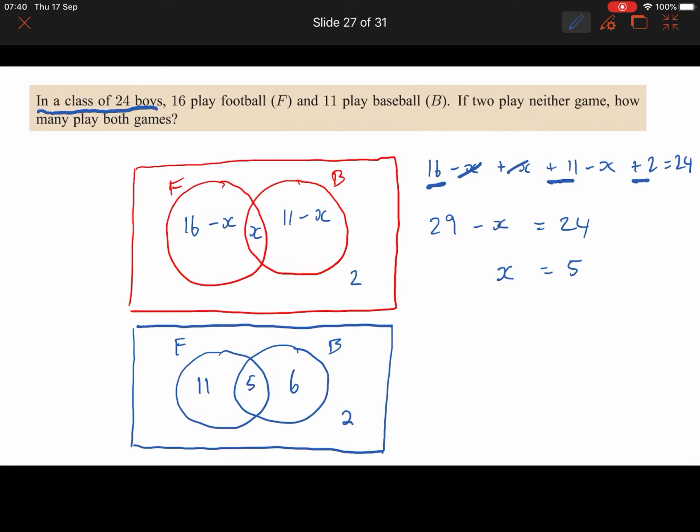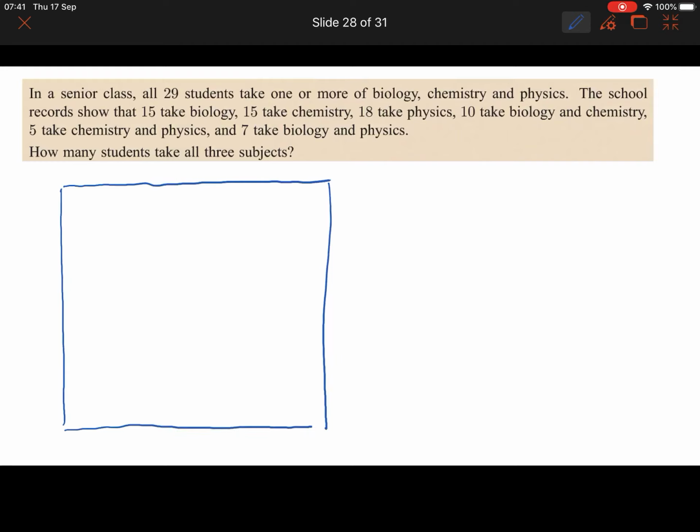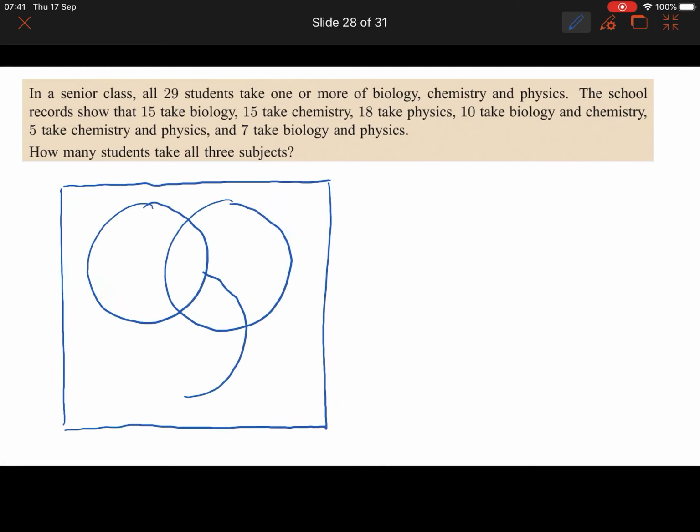Okay? So we've got problems like that, and you can extend that out into similar kinds of problems involving 3 sets, okay? So this is in senior class. All 29 students took 1 or more of biology, chemistry, or physics. So there's your 3 sets. So let's get a big Venn diagram. Make your Venn diagrams big so that you can make lots of space in each of the regions, in each of the sets. Okay, so nice, big and clear, with plenty of space in those overlaps so that you don't make any errors, okay? So we've got biology, chemistry and physics.